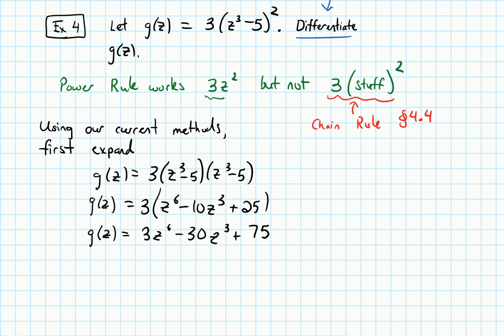Now it's finally in a form we can take the derivative of. All right, so this implies that g prime of z, the derivative, using the power rule, the 6 comes down, and I'll get 18 z to the 5, because I subtract a 1 from the power. Notice I'm upping the speed a little bit. The more and more of these derivative rule problems I do, the more I'll sort of up the speed until we get totally comfortable with it. So then the 3 comes down, and I'll get minus 90 z squared, because I subtract 1 from the power. And then 75 is a constant, so that derivative is 0. And that is my derivative right there.